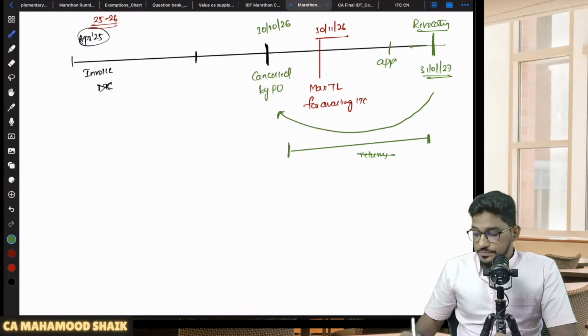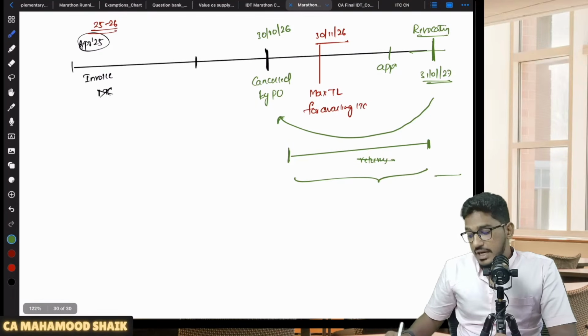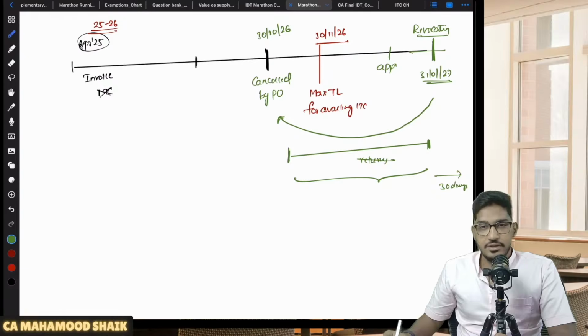But now, since you got your registration back, from the date of revocation of cancellation, within 30 days, you have to file all the pending returns, that is, from the date of cancellation till the date of revocation. So now you are filing your returns. Let us say you are filing on 15th of February, for the duration from 30th of October till 31st of January, within 30 days from the date of revocation.